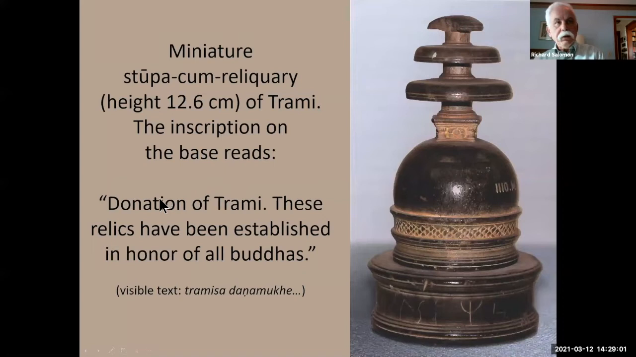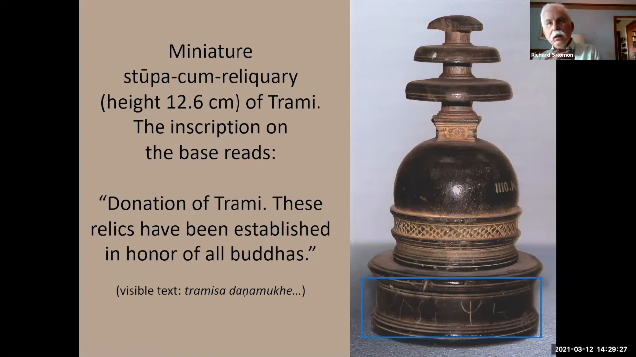And the usual type of inscription, donation of Trami, again, an otherwise unknown person. Here is his name, faintly legible down here. Tramissa Dhanamukhe, the gift of Dhanamukha. Relics have been established as usual in honor of all the Buddhas. So, a short formulation.